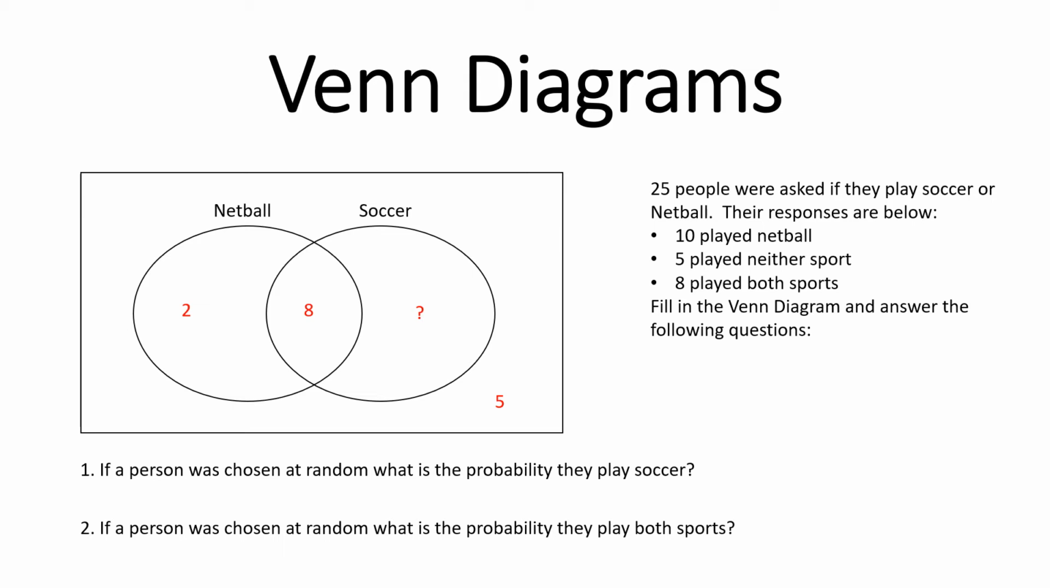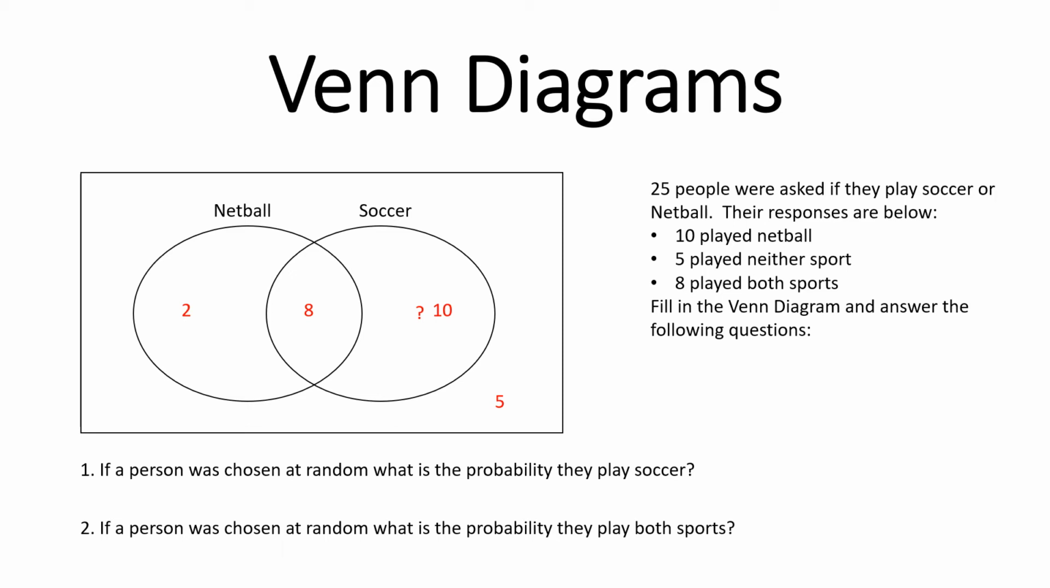So 2 plus 8 equals 10, plus 5 equals 15. So we're missing some people out of our Venn diagram because it has to equal a total of 25. So that tells us that the remaining 10 are the people who just played soccer. So that goes in that part of the Venn diagram. Now let's answer the questions.